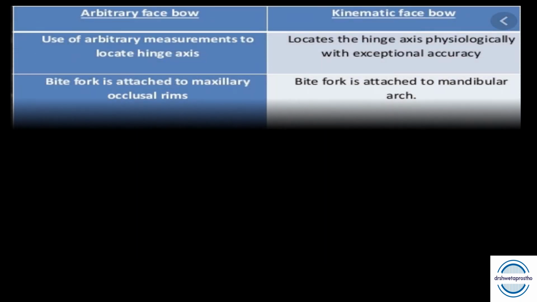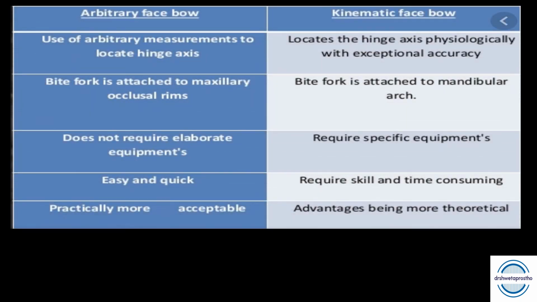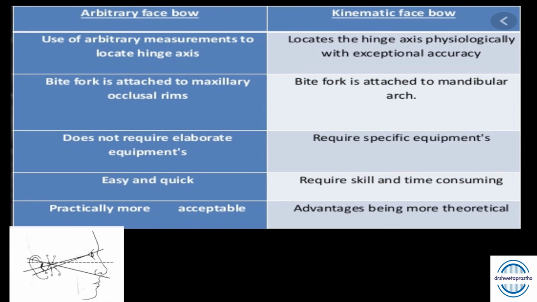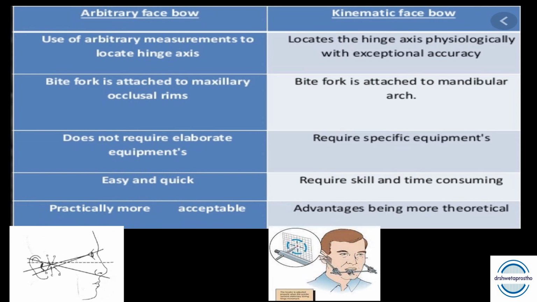Now let us quickly revise what are the differences between the arbitrary Facebow and the kinematic Facebow. First, the arbitrary, from the term itself, it uses arbitrary or approximate measurements to locate the hinge axis. Second, kinematic Facebow, it locates the hinge axis physiologically with exceptional accuracy. Okay, patient is doing the movements and we are recording the hinge axis.